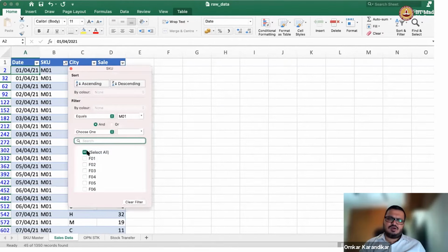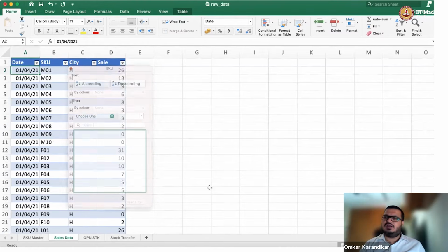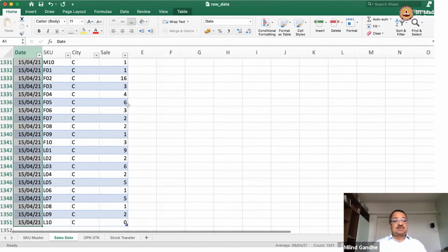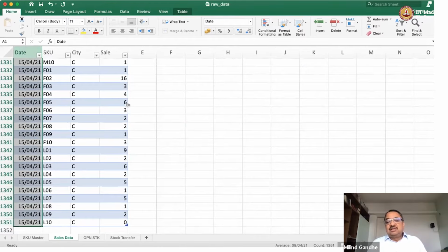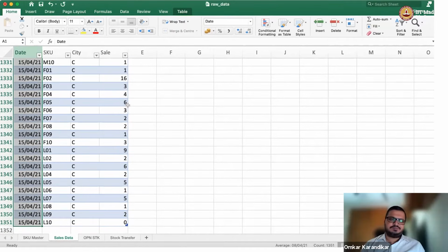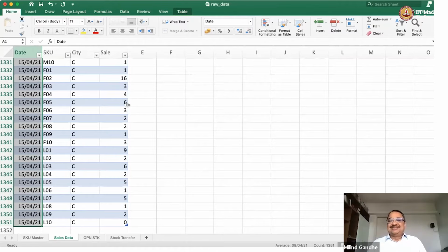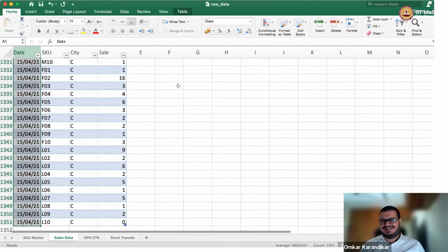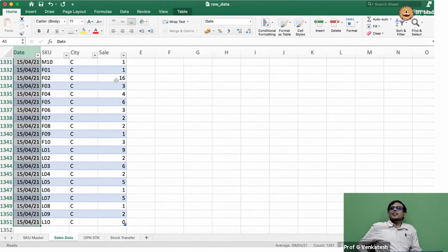There could be fewer rows, because there could be cases where there is no sale of a particular SKU. In that case, there may be missing rows. But if I just look at the total, it is showing 1,351 rows. Yeah. So it's a lot of data, basically. A huge amount of data. Still, it is in kilobytes.